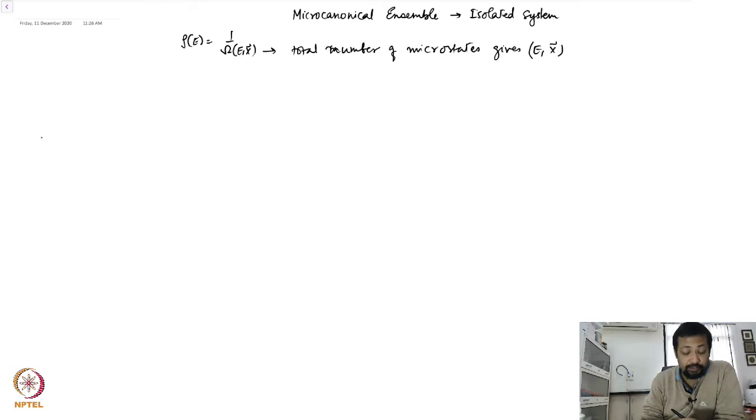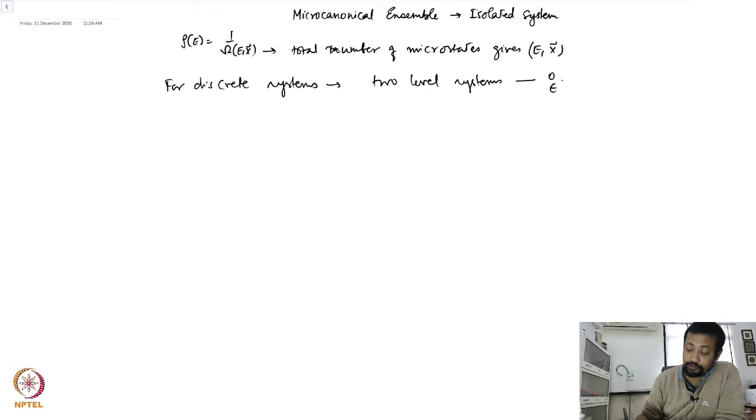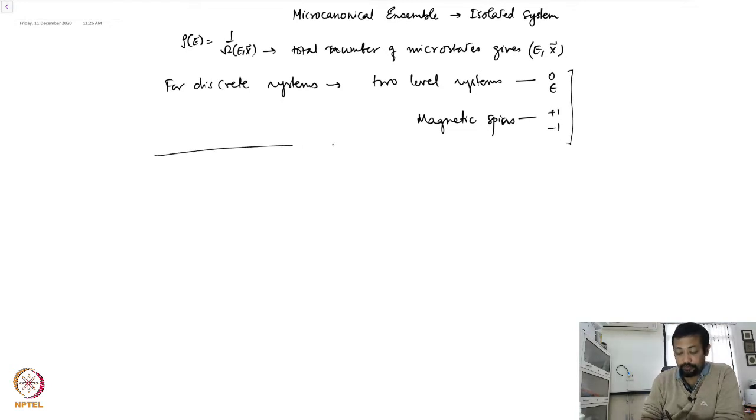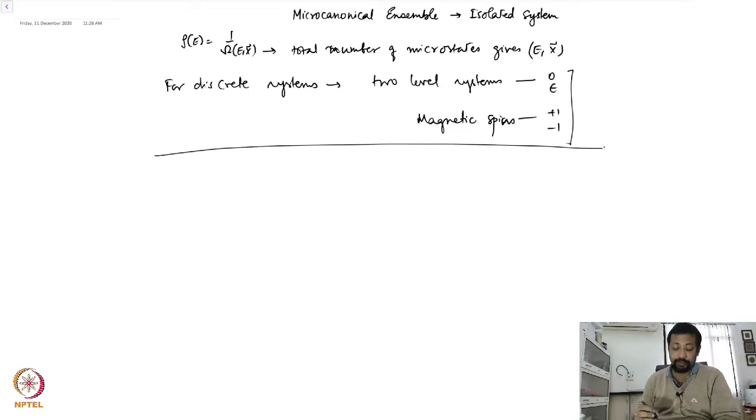Now the examples that we did in the last two lectures were for discrete systems. We looked at two-level systems which were of main interest, and correspondingly, in one case we had 0 and epsilon, and in the second case we had the magnetic spins which could take +1 and -1 values. Now we want to look at the case where my microstate can take continuous values, the ideal gas.